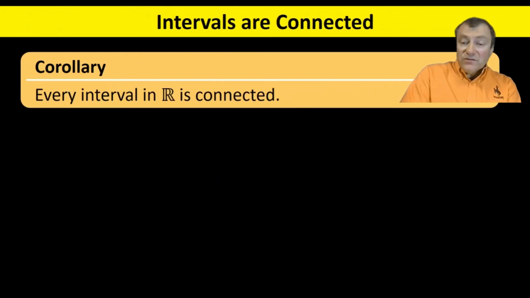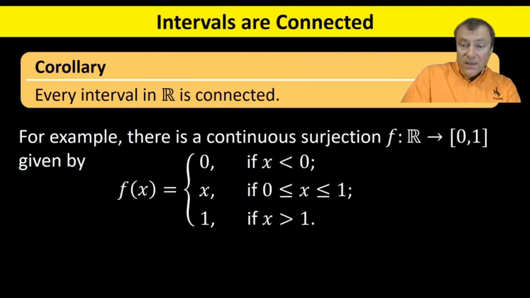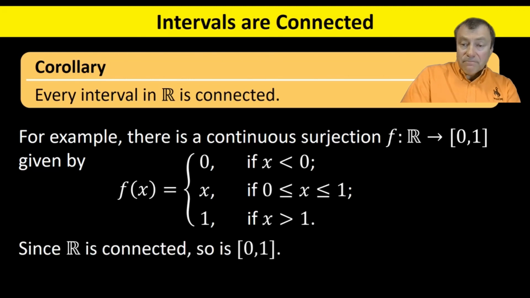Now, in the previous video, we've shown that the real line is connected, and from this it's easy to show that every interval in the reals is connected. This is an easy corollary of the previous theorem. For example, here is a continuous surjection from the reals to the closed interval [0, 1]. Since the real line is connected, the previous theorem shows that the closed interval [0, 1] is connected. Similarly, every interval in the reals is expressible as a continuous image of the reals, so every interval is connected.